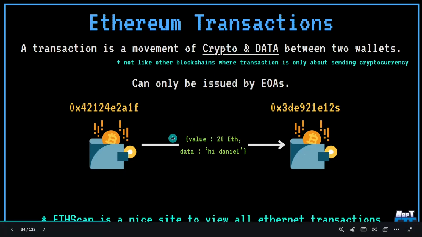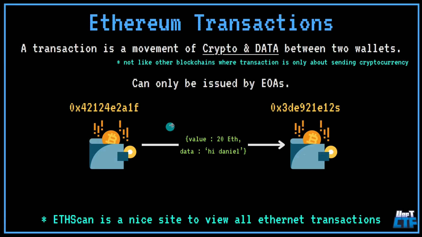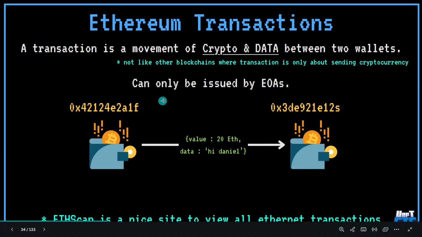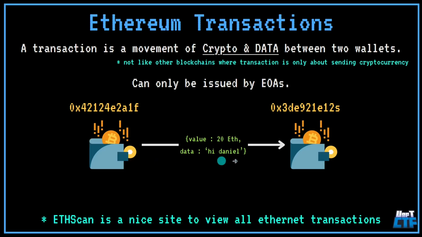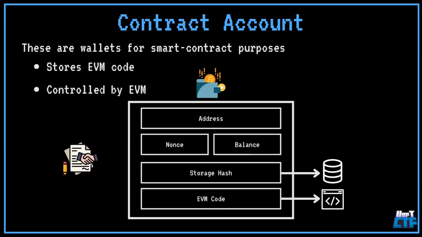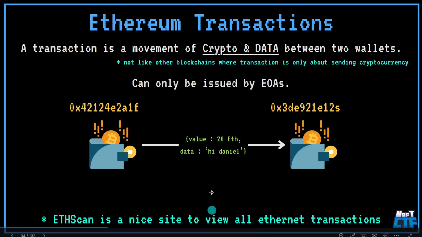And so you can send like 20 ETH from one address to another address, and you would have the transaction. You would sign it with your private key, and then you create a signature, and you'd have your data. You only really need data when you're talking to a contract account, because the contract account has functions and code that you can call. So that's what the data would have.